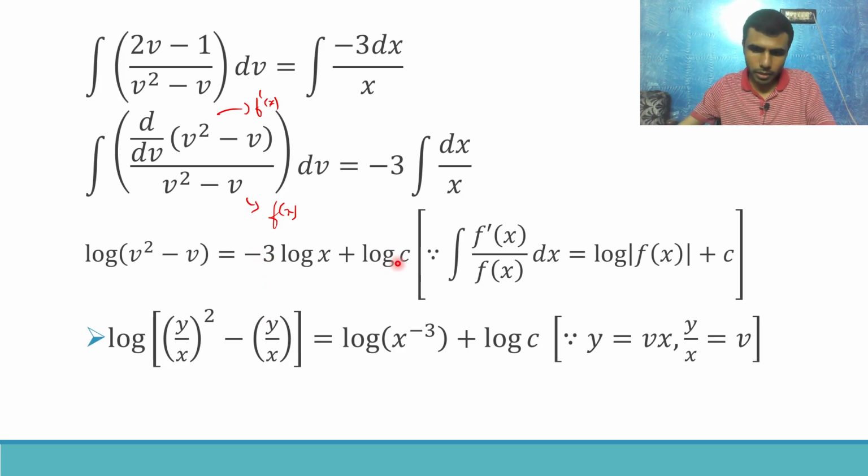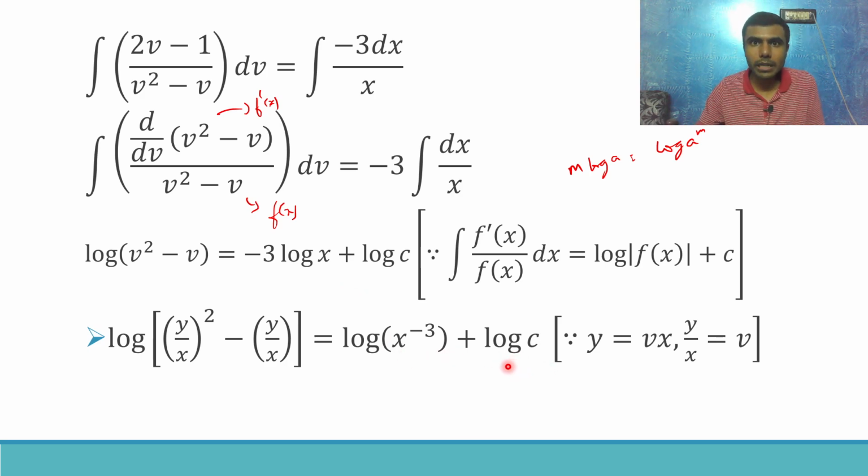Now there is a property in logarithms. What does that state? m log a is nothing but log of a power m. So basically if I have a coefficient, that would go to the power. So minus 3, just send it here. So log of x power minus 3 plus log c.